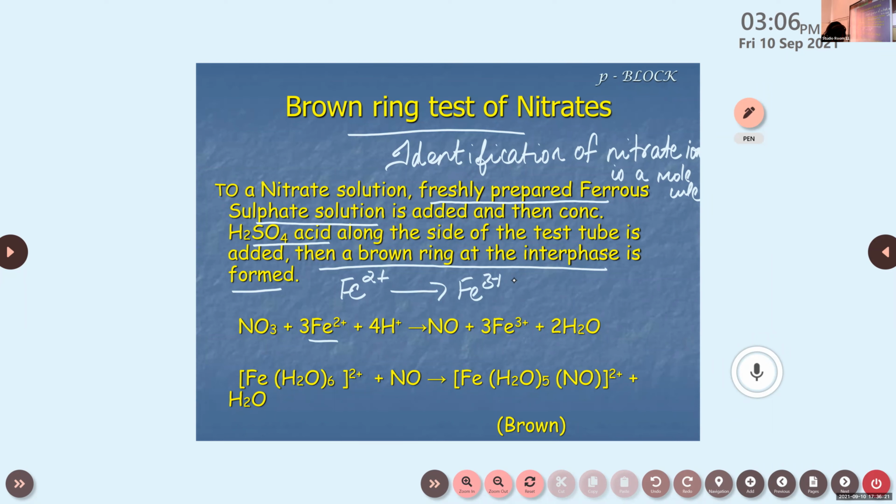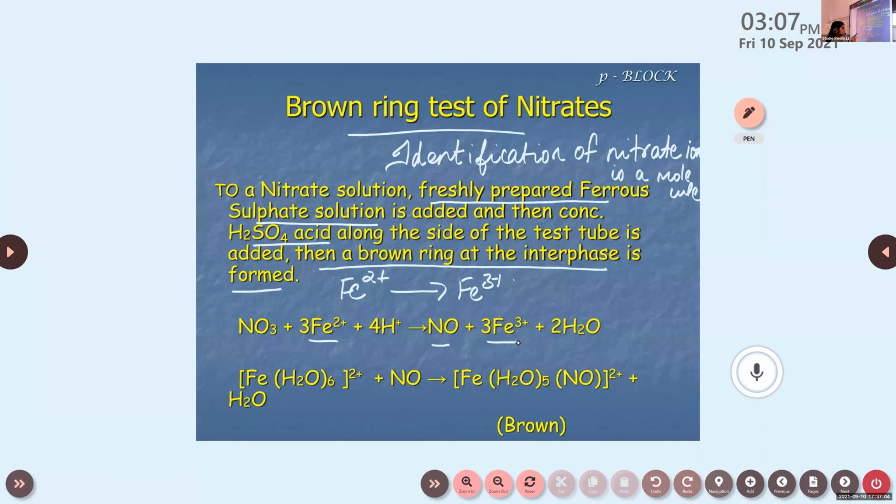Wait, children. Yes. First, look at the chemical reaction that takes place here. Nitrate ion is already present in that solution. Then from the ferrous sulfate solution, Fe2+ is there. They will react together to form nitrogen oxide, NO. Then this Fe2+ will be converted to Fe3+. That means it will act as a reducing agent, and it will reduce this HNO3, that means nitrate ion, to nitrogen oxide. That's the chemical reaction that takes place there.